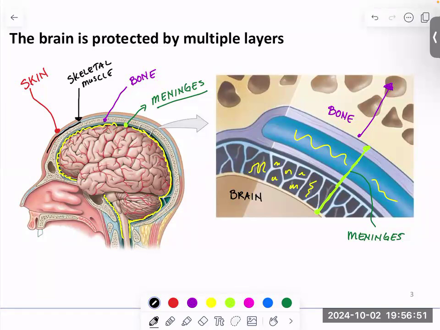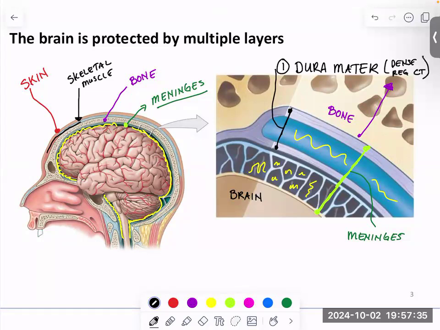There are 3 layers of the meninges that I need you to be familiar with. Okay. We're going to start with the outer layer, the most superficial layer, this one in this light blue and dark blue. That is the most superficial layer of the meninges. That is the dura mater. This is a tough, tough layer. It is made of dense, regular connective tissue.